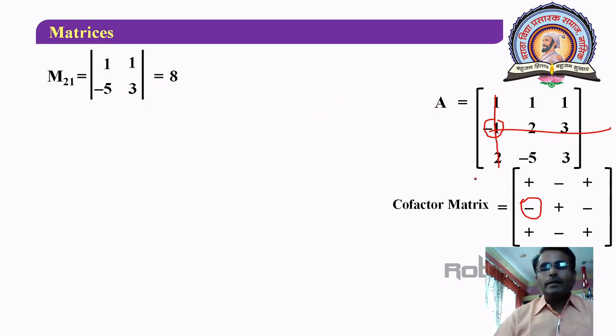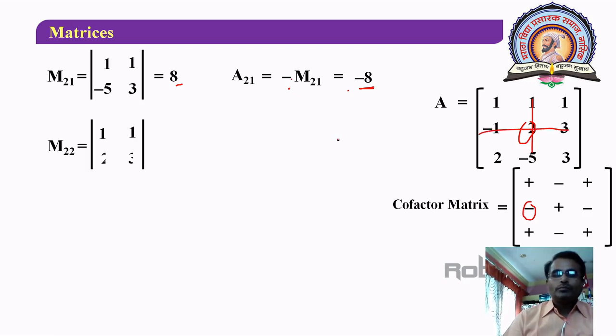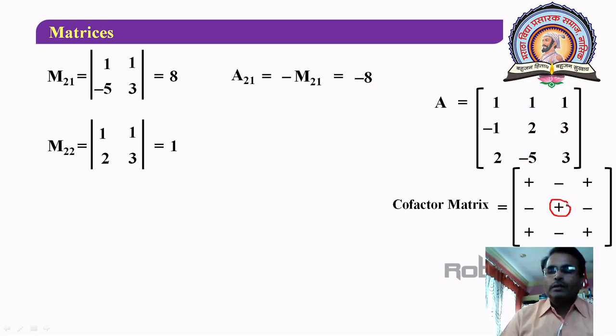While considering its cofactor, it is clear that you have to consider this negative sign, isn't it? So minus M21 is coming here, and that's therefore -8. This is +8, but you have to change the sign for the 21 position. Okay. The same way, M22: for this element, delete this row and this column. So you have to consider the determinant of 1 1 2 3, and 3 minus 2, it is 1. As it is clear that at the 22 position there is a plus sign, there is no change. So A22 is coming 1 as it is.